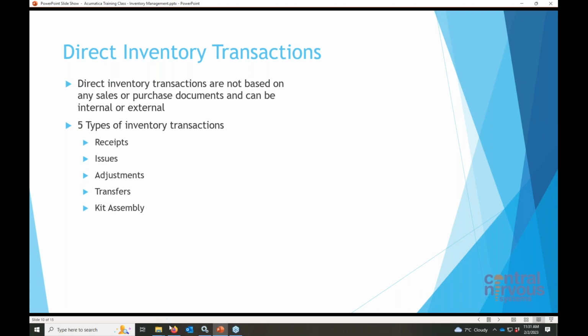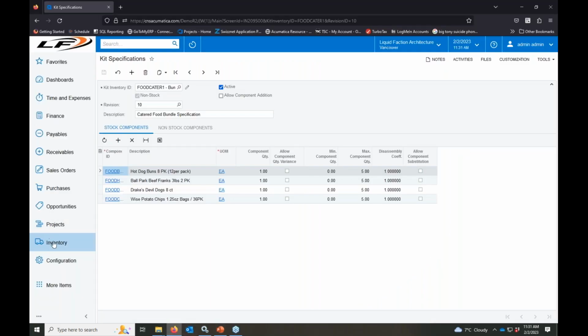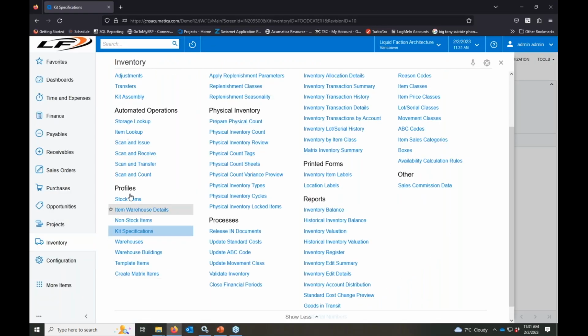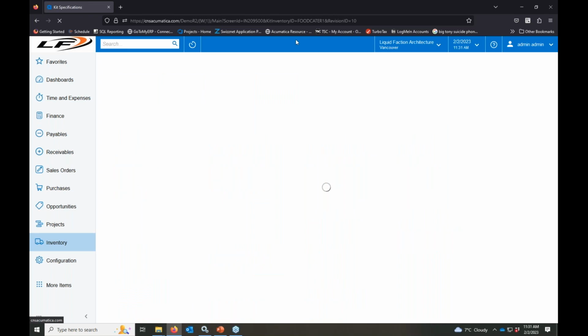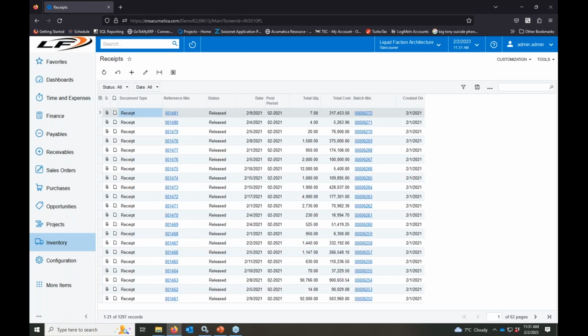Let's go have a look at Acumatica again. Within inventory transactions, we have those 5 different key types. Let's go and have a look at a couple and see what they show. Probably won't do any transactions today, but let's see what we have time for.